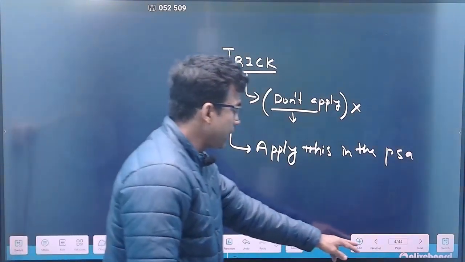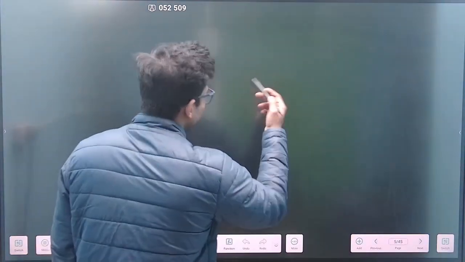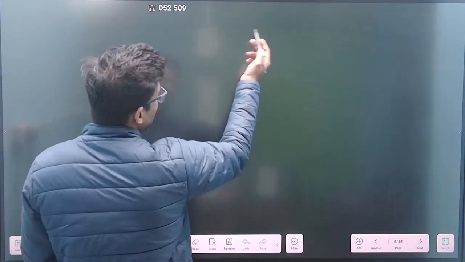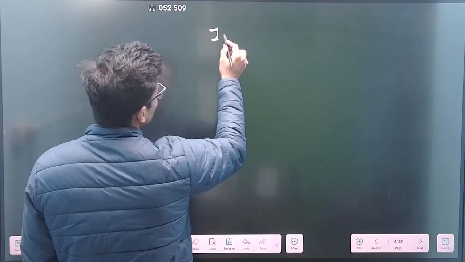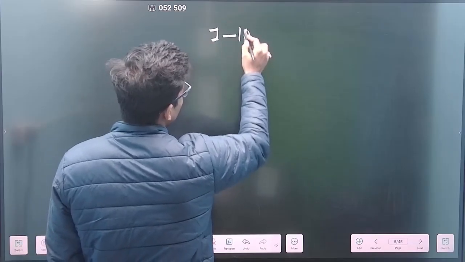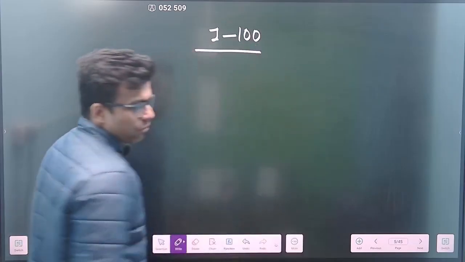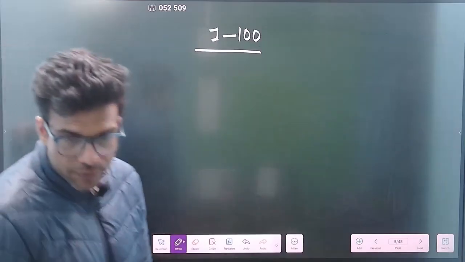So I will make you understand. You have seen it in the thumbnail also: I have written a way to learn tables from 1 to 100. There are a lot of things which you can do.